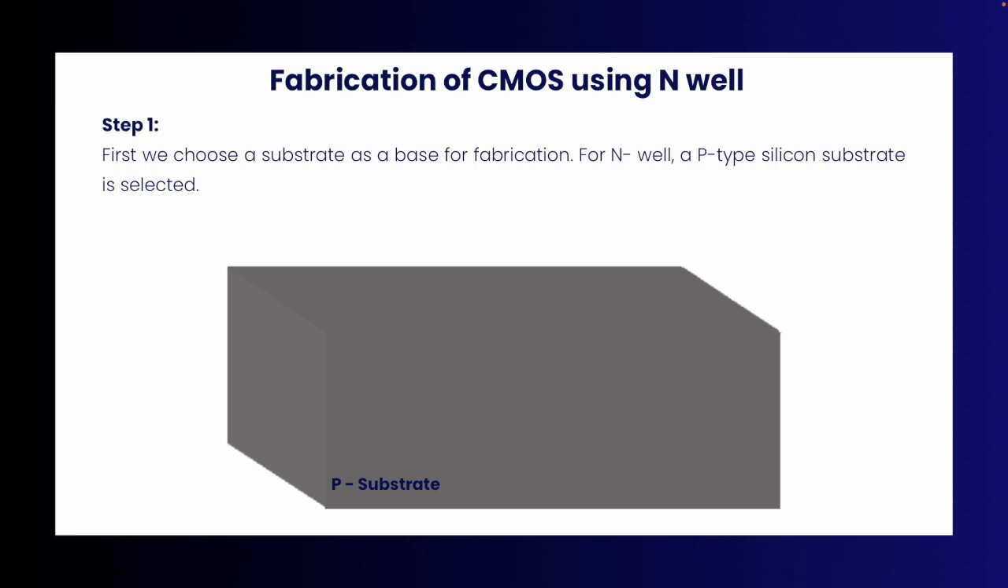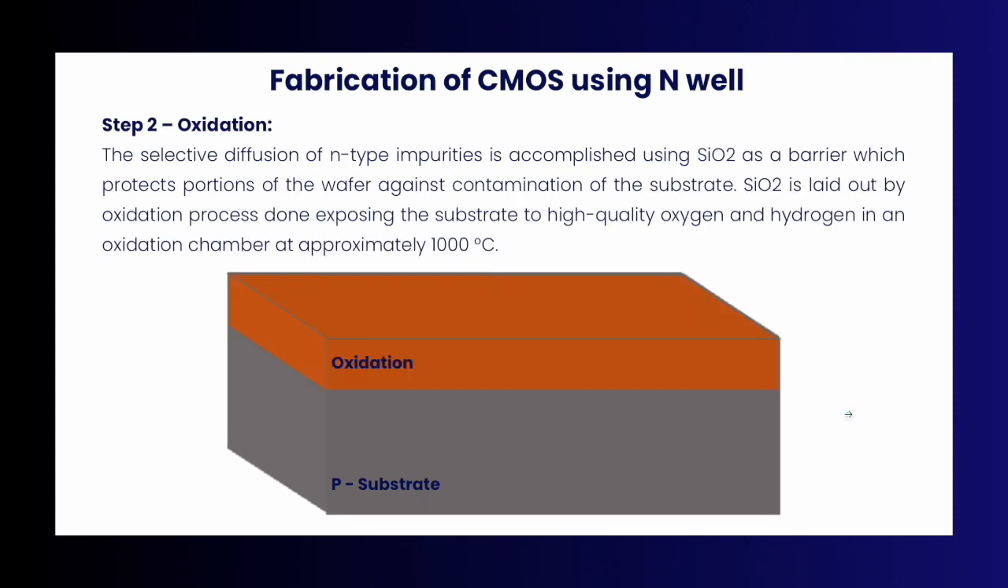Fabrication of CMOS using NWEL. Step 1. First, we choose a substrate as a base for fabrication. For NWEL, a P-type silicon substrate is selected. Step 2. Oxidation. The selective diffusion of N-type impurities is accomplished using silicon oxide as a barrier which protects portions of the wafer against contamination of the substrate. Silicon oxide is laid out by oxidation process done exposing the substrate to high-quality oxygen and hydrogen in an oxidation chamber at approximately 1000 degrees Celsius.